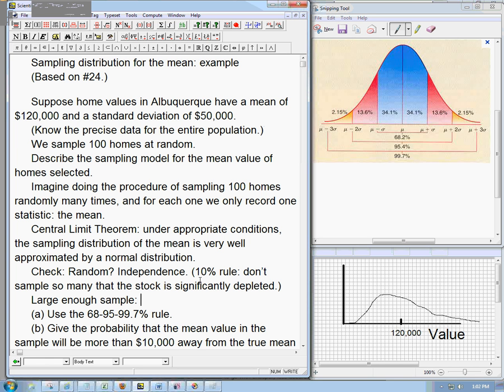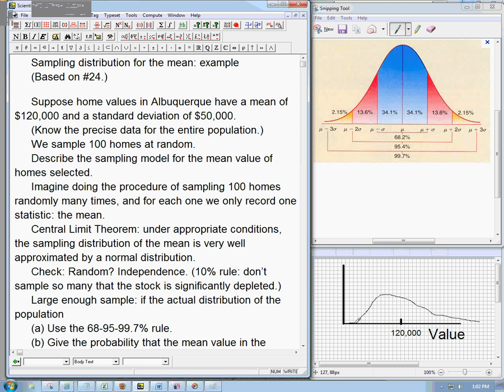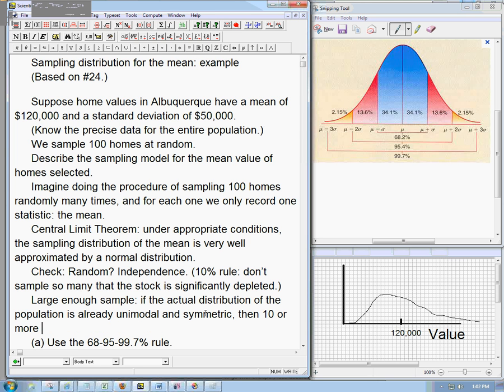The large enough sample rule, unfortunately, isn't super hard and fast for the central limit theorem. There's not a simple rule we can use. But the very rough rule of thumb is if the actual distribution of the population, the actual histogram that we usually don't have access to, but we're being a little fake and giving ourselves access to it, is already unimodal and symmetric, kind of getting close to normal-ish, then a sample size of 10 or more is okay.